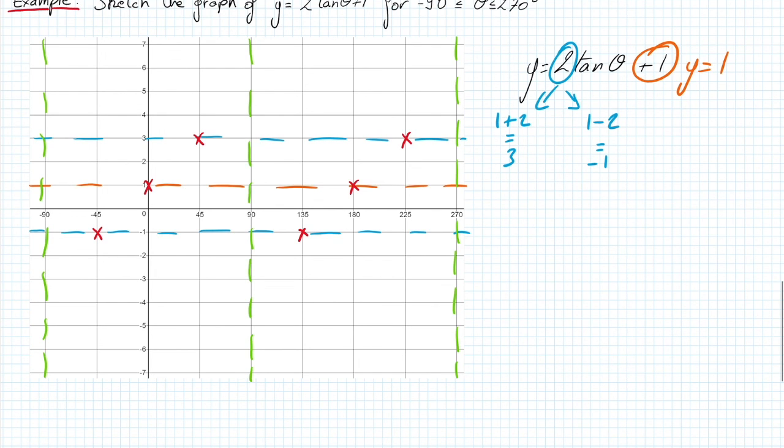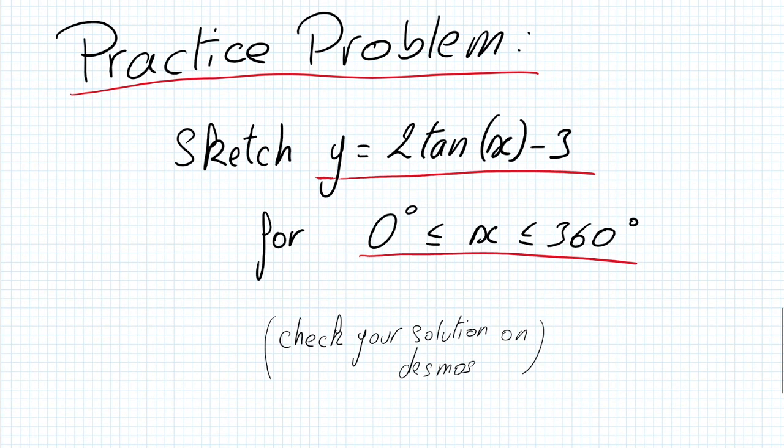We can now graph the curve. We start close to the asymptote without touching it. We curve around the axis of the curve, and then we go back close to the asymptote. We do the same thing on the second period. And we have our curve between negative 90 degrees and 270 degrees.